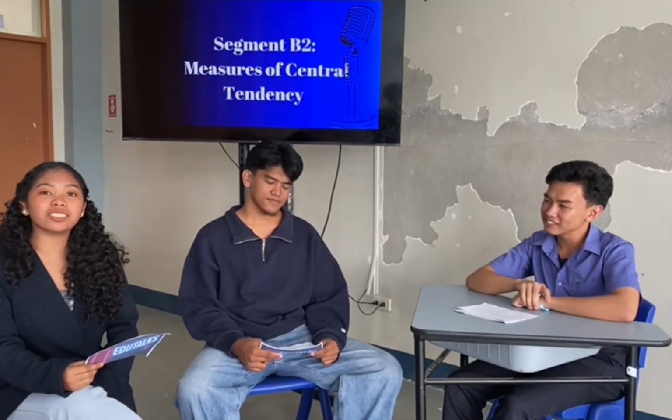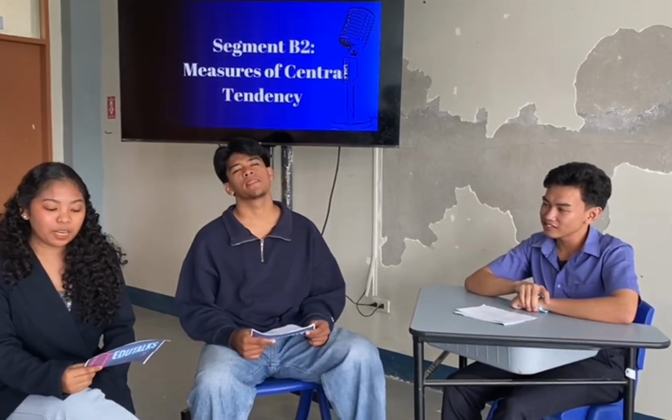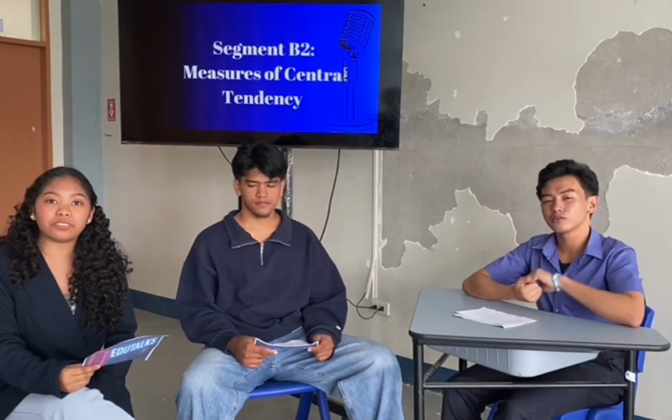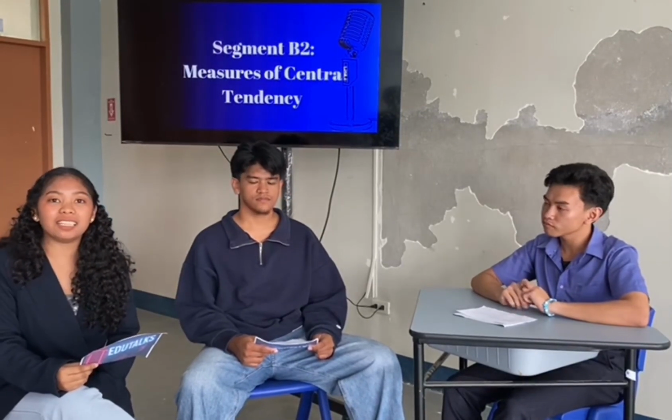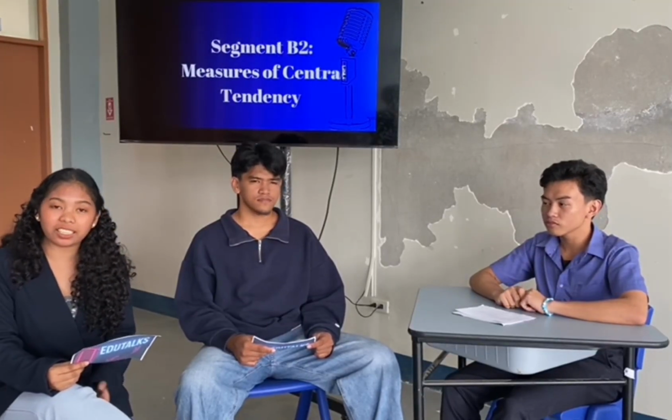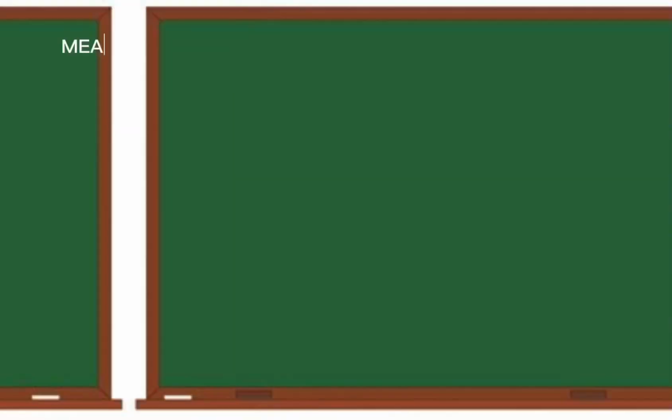We use measures of central tendency: mean, median, and mode. Mean is the average score. Median is the middle score in an ordered set, while on the other hand, mode is the most frequent score.